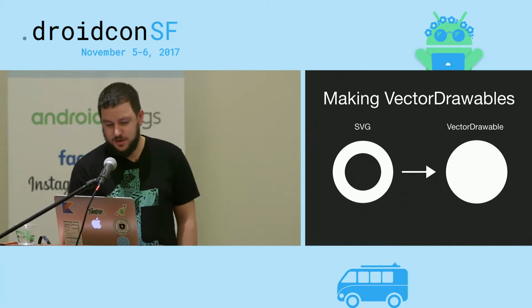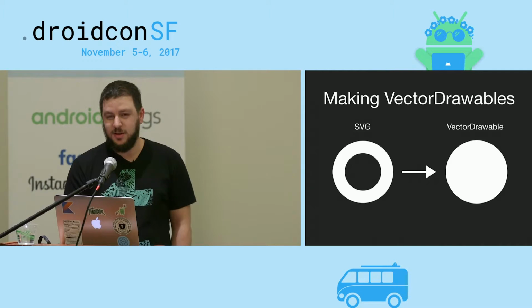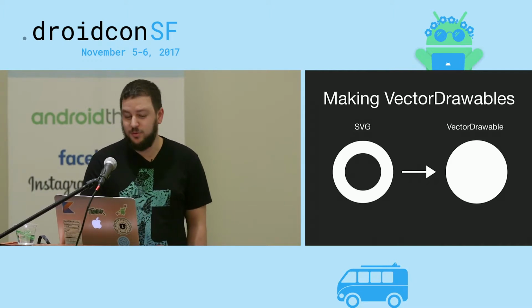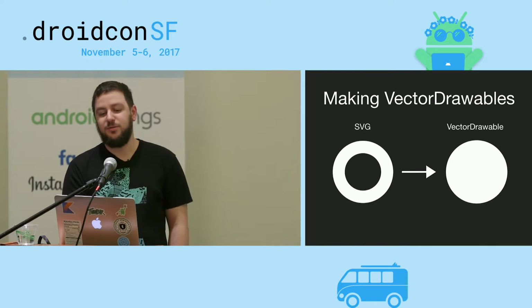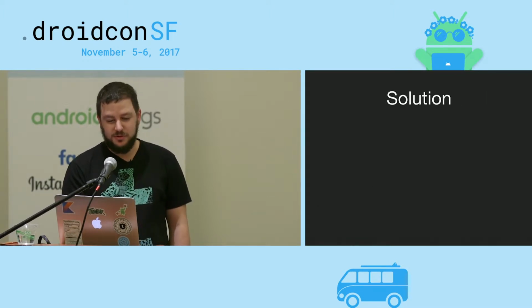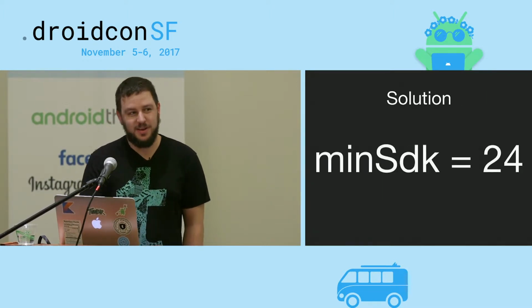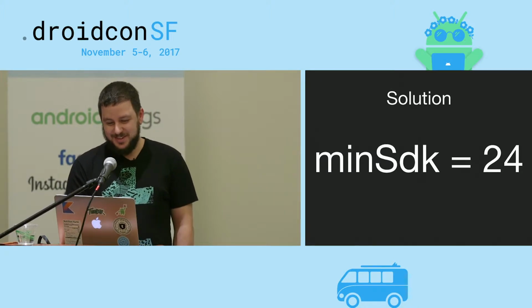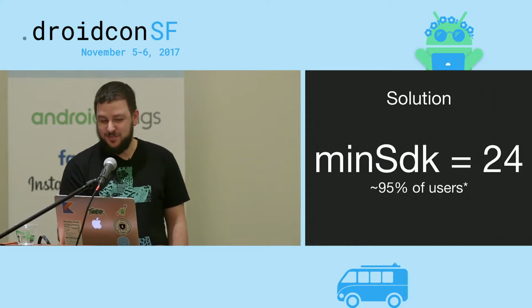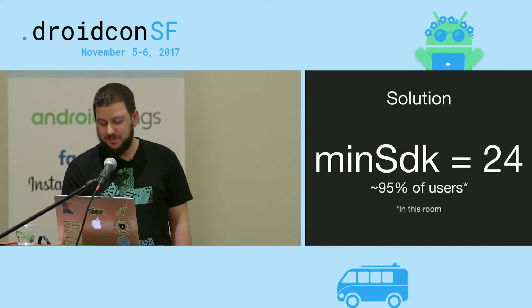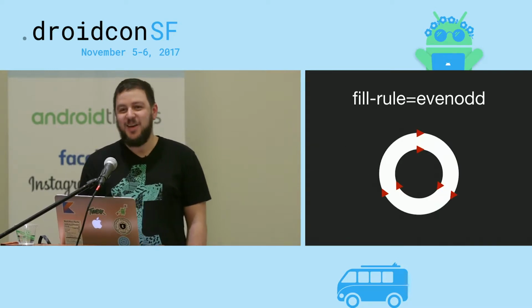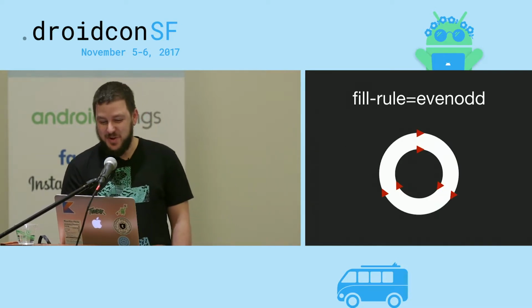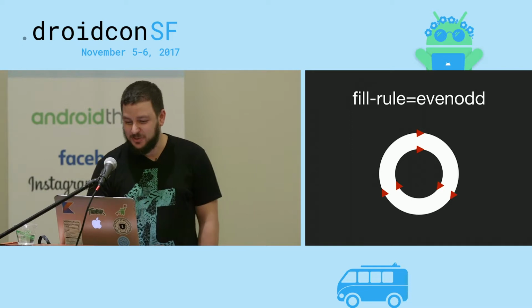So the question that you would ask yourself at this point is, am I out of luck and I just have to go back to using JPEGs or PNGs? And the answer is no, because I have a solution. Use min-SDK 24. You'll be targeting about 95% of users in this room. All right, I have a real solution. Two, actually. We'll start with the hard one.